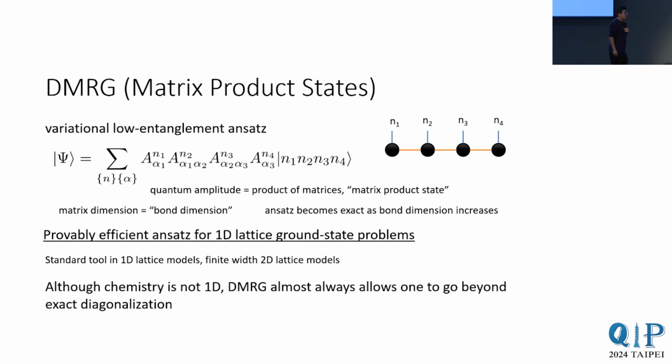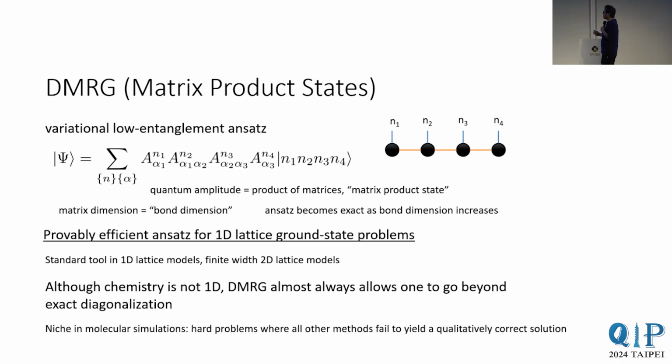Now, of course, chemistry is not really about one-dimensional problems, at least most of the time. And so people are sometimes surprised why DMRG has a role to play in chemistry. But the fact is that, for difficult problems, there are not so many tools to use. And DMRG always allows you to go beyond exact diagonalization, right? Exact diagonalization is extremely expensive, so you can only do it for small systems, and DMRG can always treat a larger system. So it's kind of a niche tool that you bring out for hard problems where all the other methods fail to yield a qualitatively correct solution. And that's how it's used.